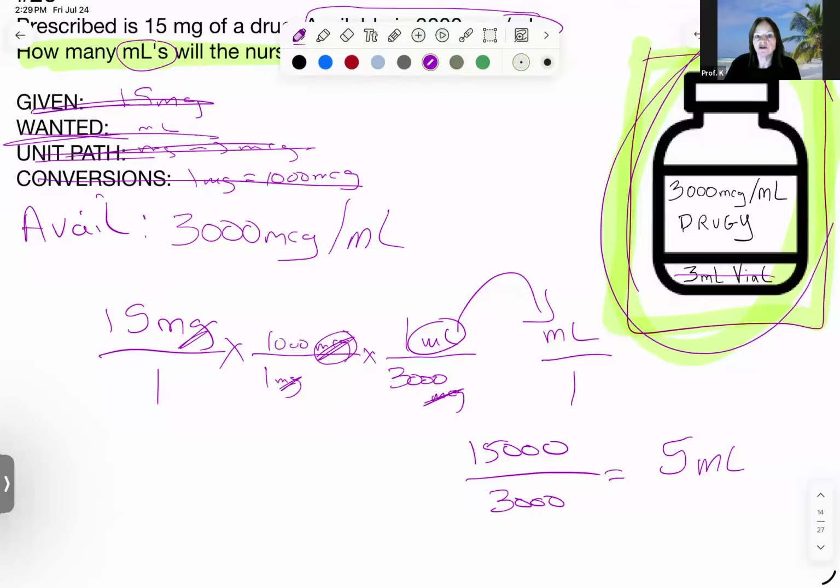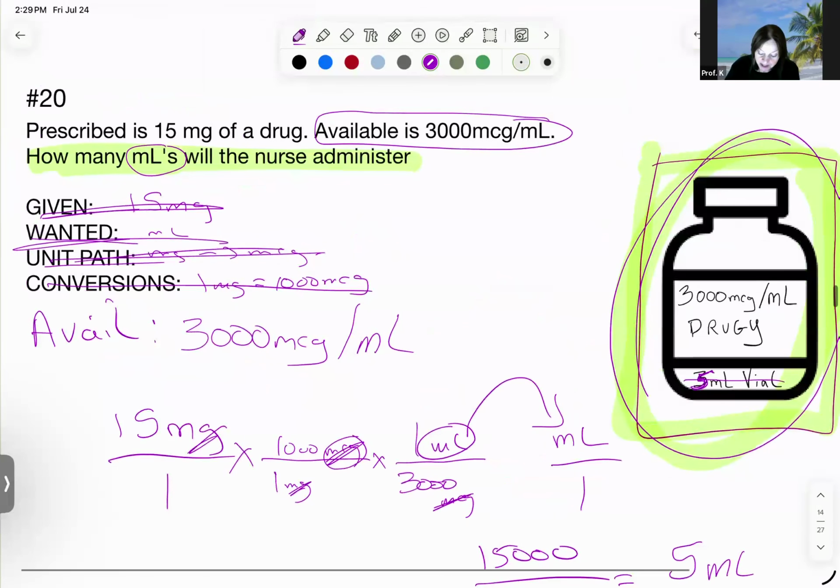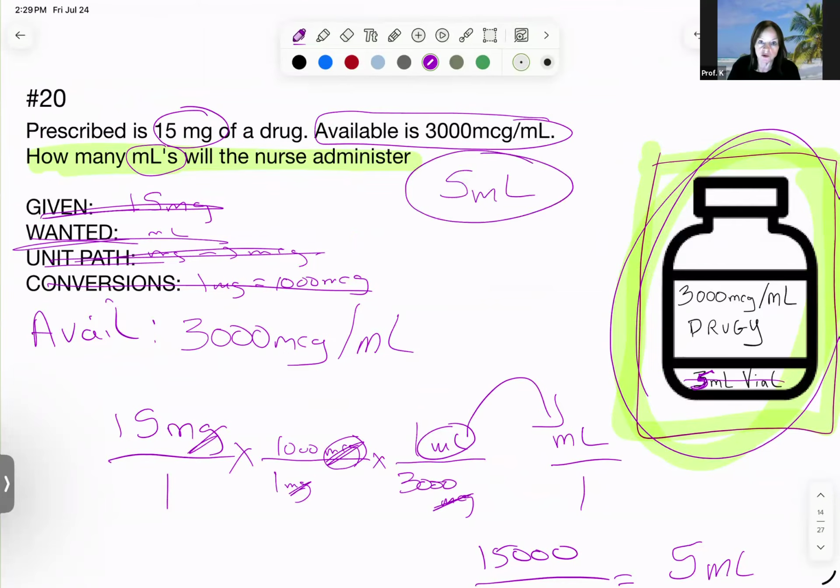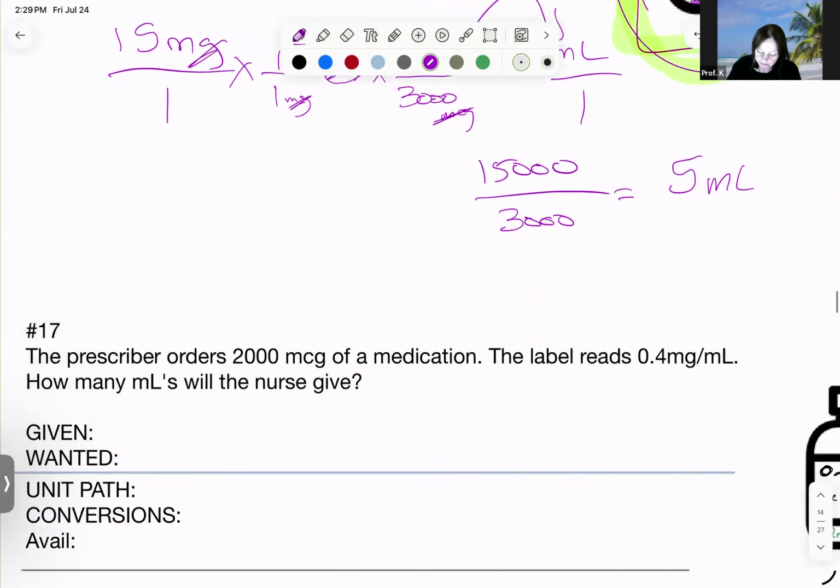So I'm going to withdraw 5 milliliters. So actually, this should say 5, not 3 milliliters in the vial. When I withdraw 5 milliliters with a syringe from this vial and I give it to my patient, that means they will receive 15 milligrams of the drug. You would not be able to figure that out without dimensional analysis, without using conversions. So your final answer is you're going to give 5 milliliters, and that's going to give what the doctor ordered, 15 milligrams.